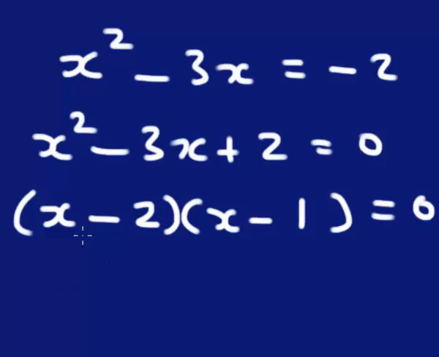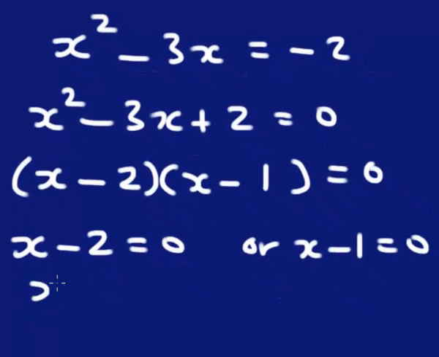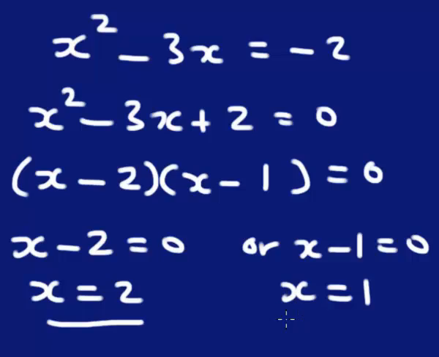Okay, so now we've got two brackets multiplied equaling 0, and we can say x minus 2 is 0, or x minus 1 is equal to 0. So then x is equal to 2, or x is equal to 1. So there are your two solutions there. Okay, let's look at another one, number D.